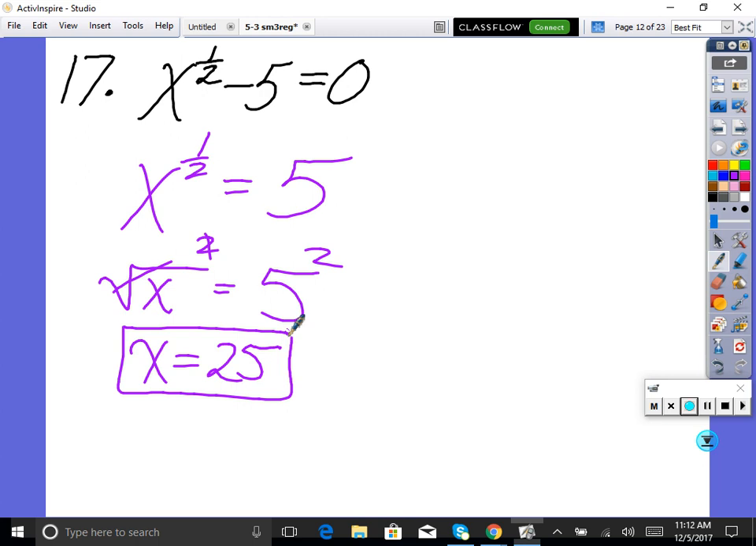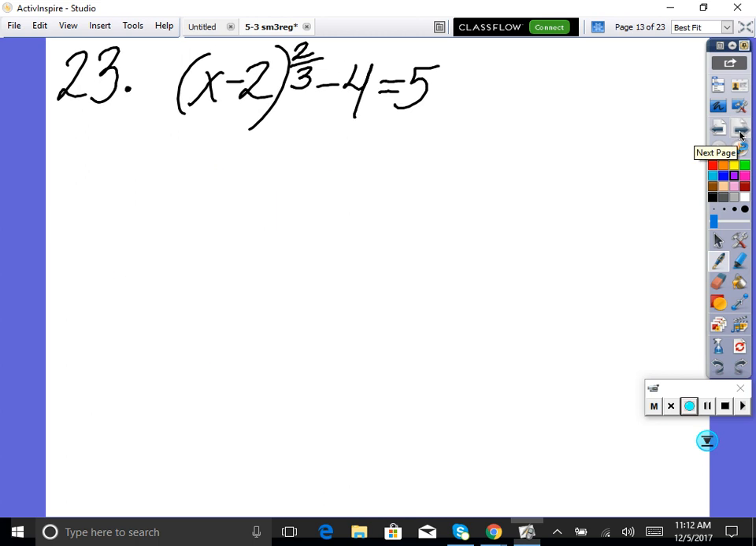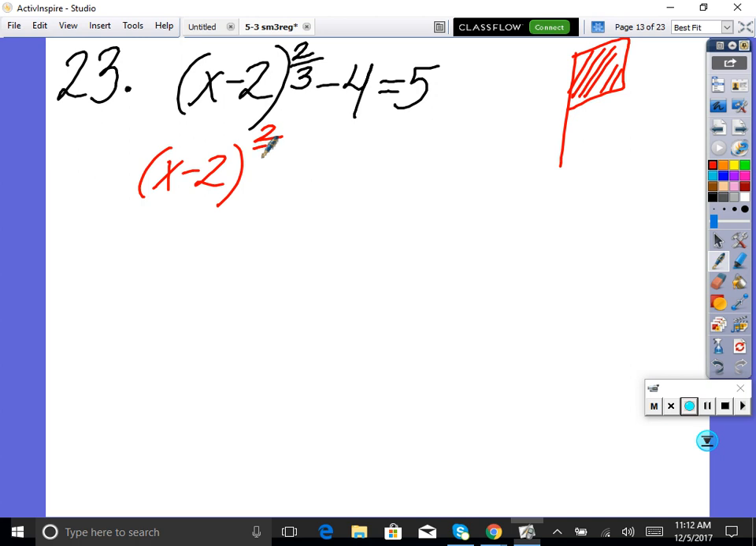So the only reason, once again, I don't usually teach that one way is for this problem in particular. This is what I call a red flag problem, and you'll see why in just a second. First step is isolate the radical. So what should I do first? Add 4. So we have (x - 2) raised to the 2/3 power equals 9.